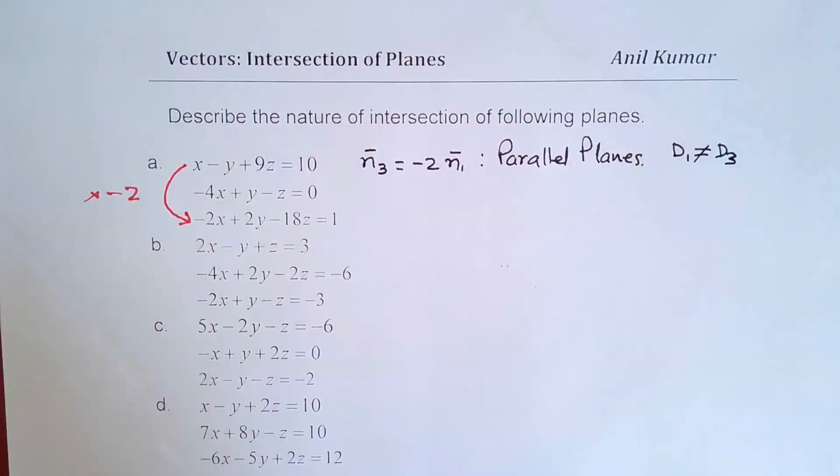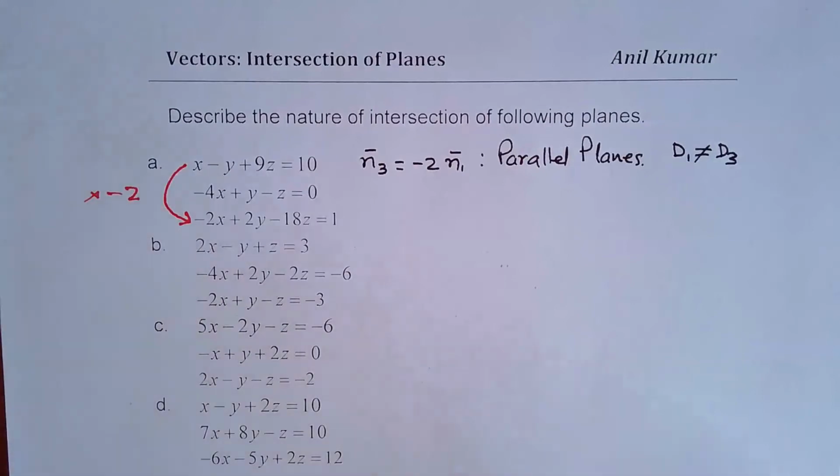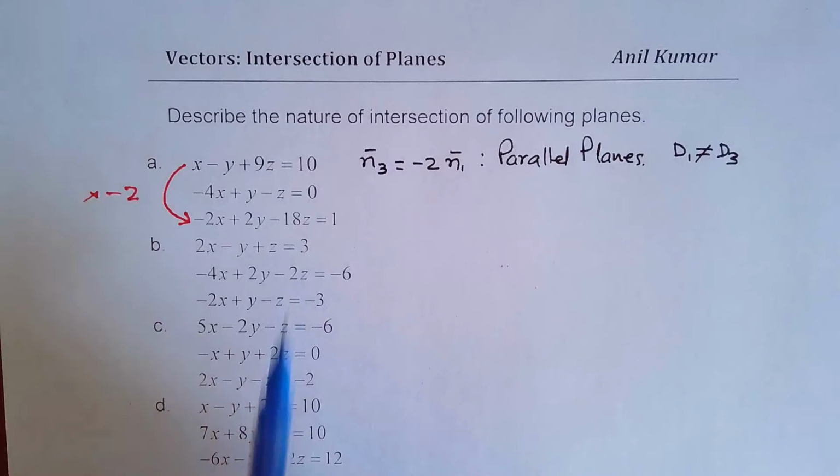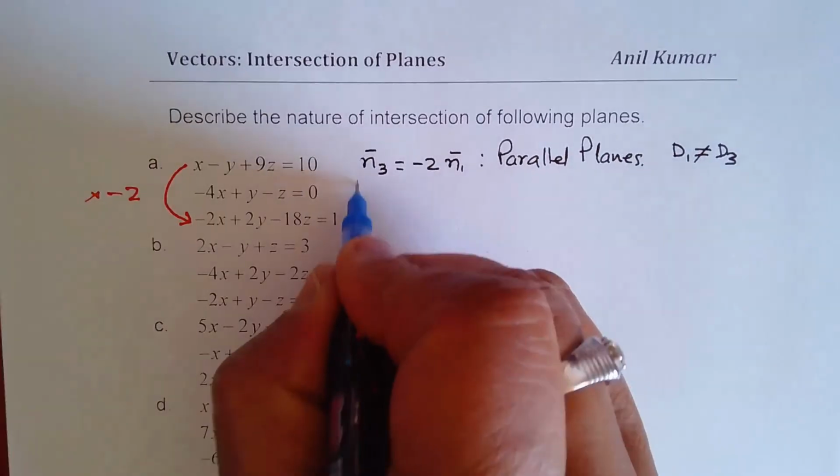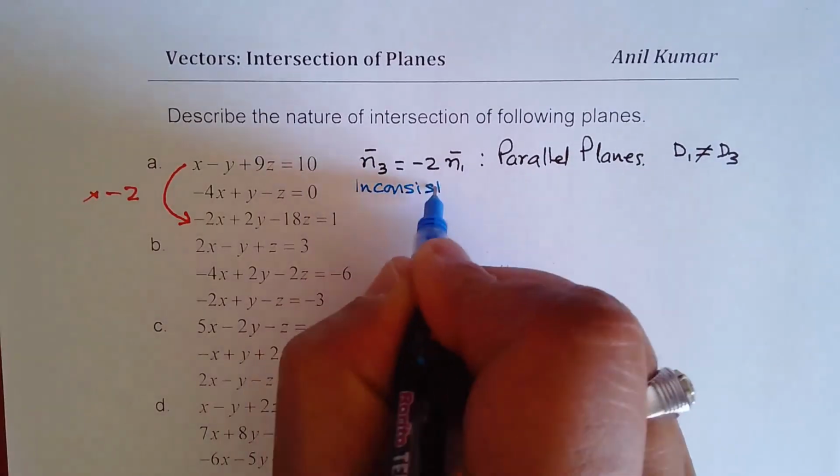Right. So definitely when we have 2 parallel planes, then what could be the intersection between 3 planes? Well, the answer is there will not be any. So the system is inconsistent. No solution.